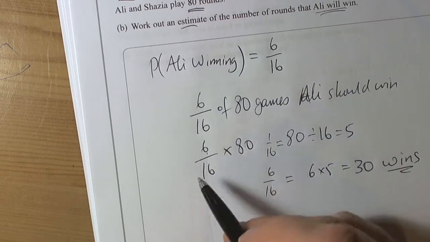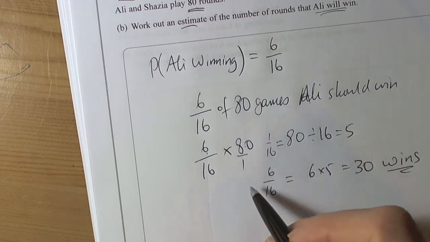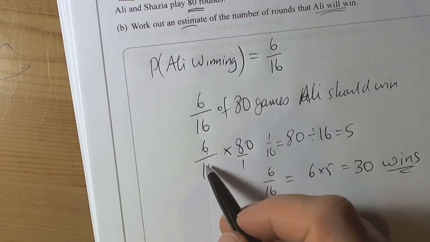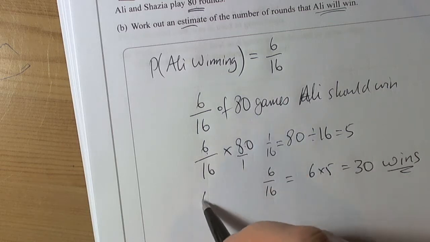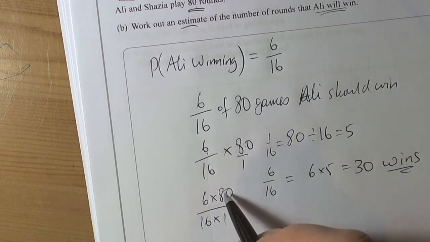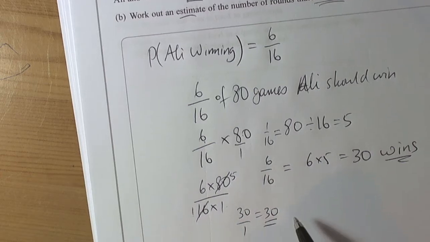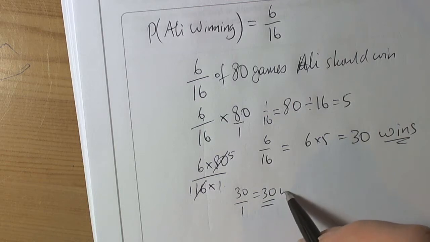I'd recommend that you look at what happens with these situations. When I'm multiplying by fractions, like times 80 over 1, that's basically saying I've got 6 times 80 over 16 times 1. Well, 80 divided by 16, both divide by 16, gives 5. 16 divided by 16 is 1. And 6 times 5 is 30. And 1 times 1 is 1. So either way, you're going to get 30 wins.